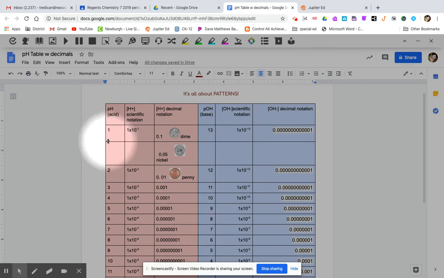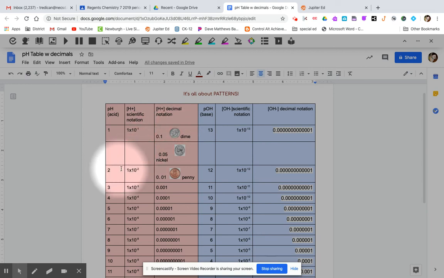Okay, so let's take a look at some other patterns here. So pH 1 is 1 times 10 to the negative 1. Basically, you're taking your pH number and you're making it a negative exponent to the 10th power. What does that look like, though, in real numbers or decimal notation? 1 times 10 to the negative 1 is 0.1, which is like a dime, 10 cents.